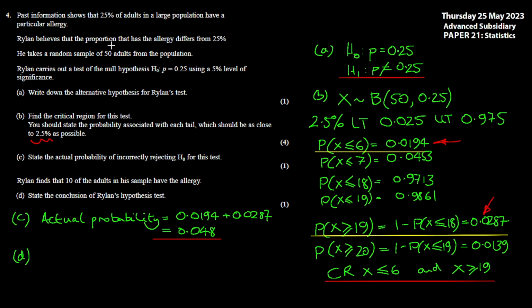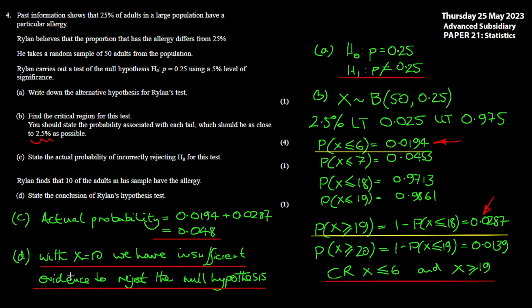Part D says that out of the sample of 50 adults, he found that 10 in his sample have the allergy. What's his conclusion to his hypothesis test? Well, 10 is not in the critical region. So we have insufficient evidence to reject the null hypothesis. And here's that statement written down. With x equal to 10, which is the result he found, we have insufficient evidence to reject the null hypothesis. And that's the answer to part D.